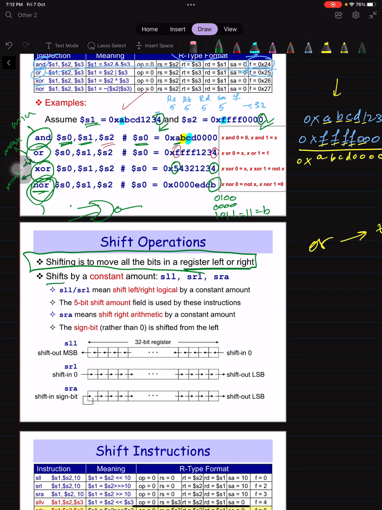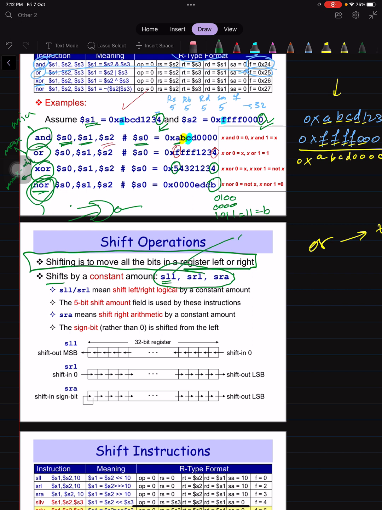Shifts by a constant amount. We can shift by a constant amount. We give it a constant amount and we shift. Of course, shifting by a constant amount, we have three types of shifting. We have shift left logical. Okay, shift left logical.